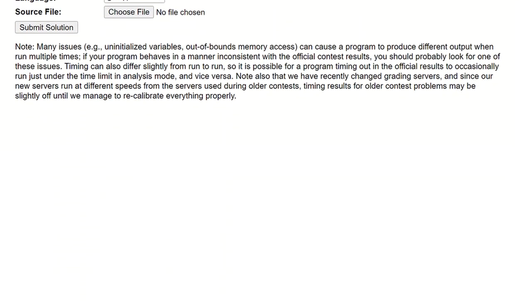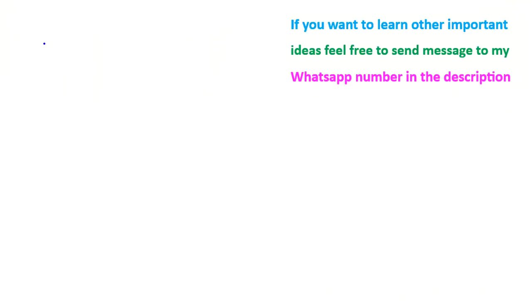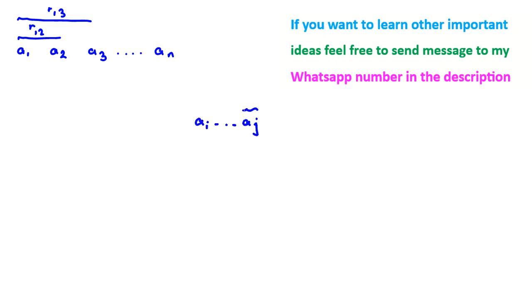Now let me explain completely how to solve this problem. Okay, let me explain for you how we can solve this one. For example, our numbers are A1, A2, A3 to AN. And this one is R1,2. This one is R1,3, and like this. They range from Ai to Aj. We define it as Rij.